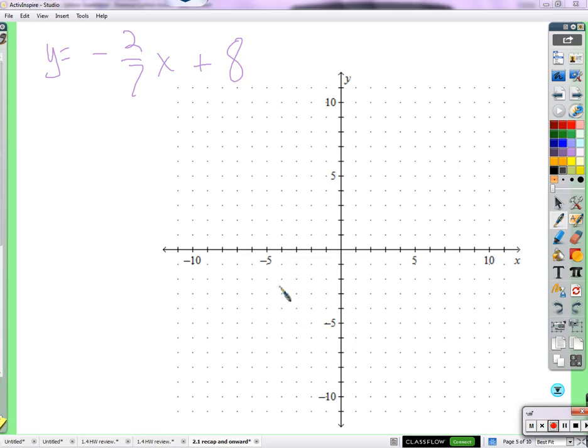Okay, what's one point that we can see pretty quickly, Bridger? 0 and 8. 0 for x, right? That's canceled out completely. We get an 8. 0, 8. Nick?